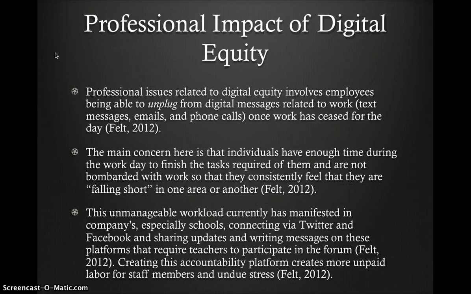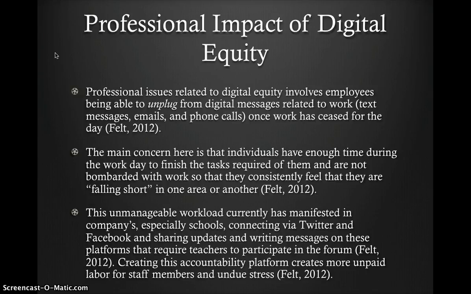The professional impact of digital equity. Professional issues related to digital equity involve employees being able to unplug from digital messages related to work, text messages, emails, and phone calls, once work has ceased for the day. The main concern here is that individuals have enough time during the workday to finish their tasks required of them and are not bombarded with work so they consistently feel that they are falling short in one area or another.